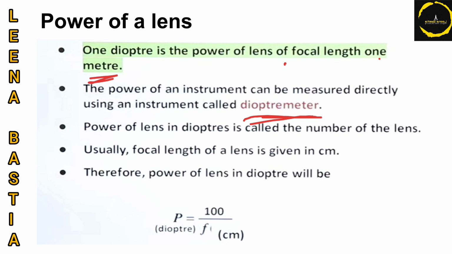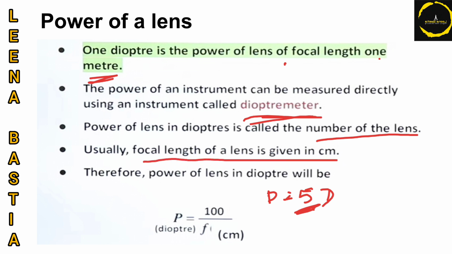The power of a lens in diopters is called the number of the lens. That means when we got P equal to 5 diopter, this number is the number of the lens. Like the way in case of spectacles we say a number, isn't it? That is the power of that particular lens. The next point says focal length of a lens is given in centimeter.